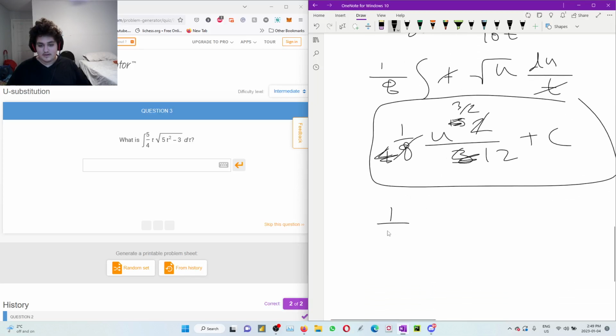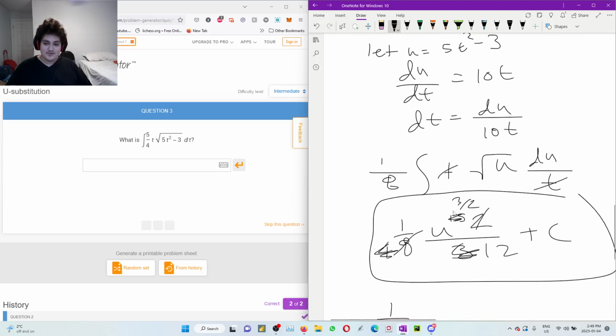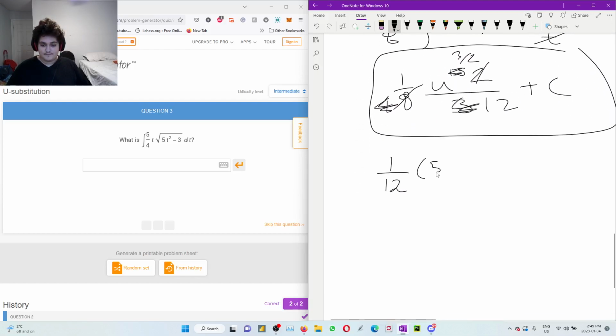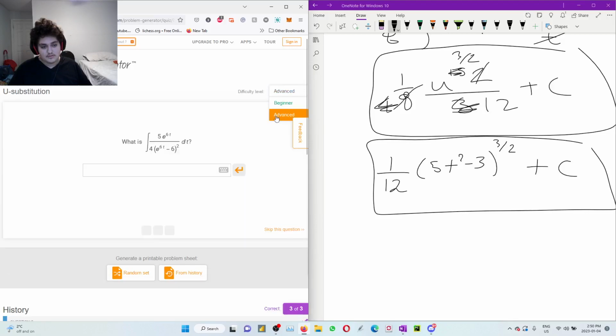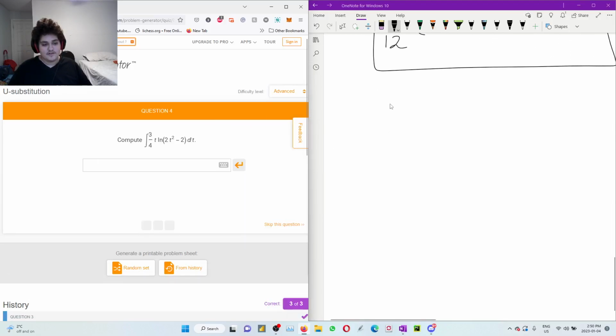I'll write it more clearly. 1 over 12 u to the 3 over 2. Oh, again, don't forget to substitute back what u is, 5t squared minus 3, to the power of 3 over 2 plus c. Okay. 5t squared minus 3 to the power of 3 over 2 divided by 12 plus c. Okay. Now we will do 3 advanced questions. Okay. So our first question is this one.